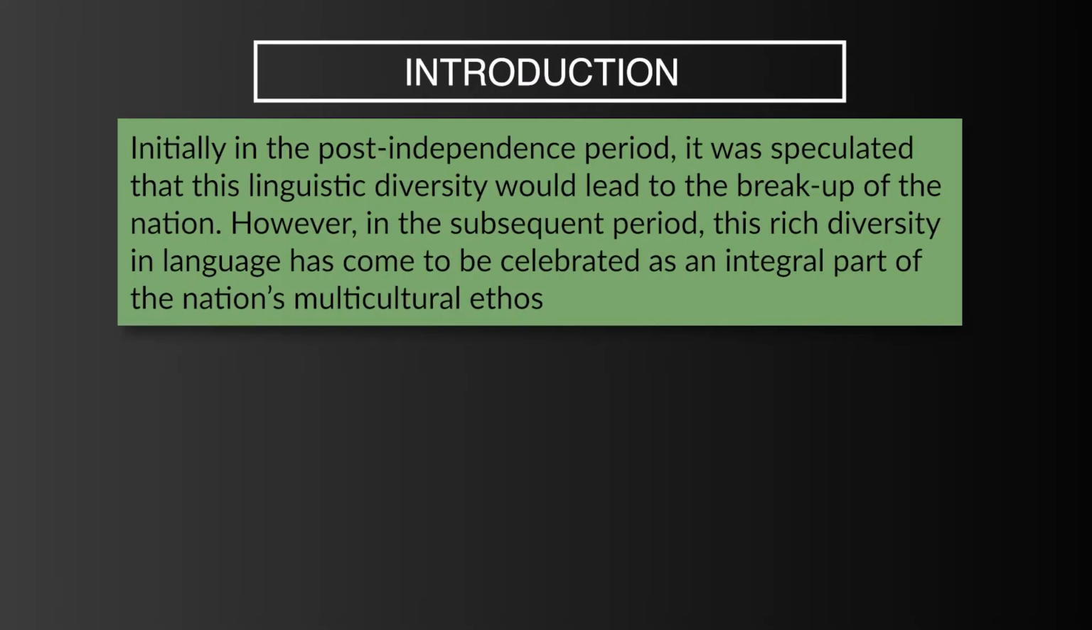of a nation, and it was thought that this linguistic diversity might even lead to the breakup of the nation. However, we have seen that in the subsequent period, this rich diversity in language has come to be celebrated and understood as an integral dimension of the nation's multicultural ethos.